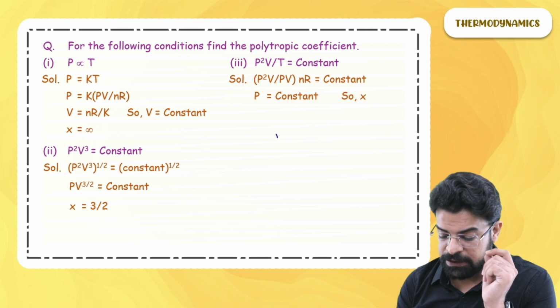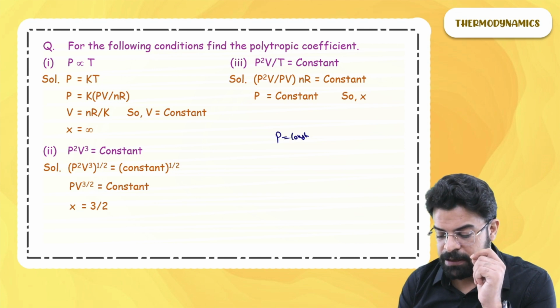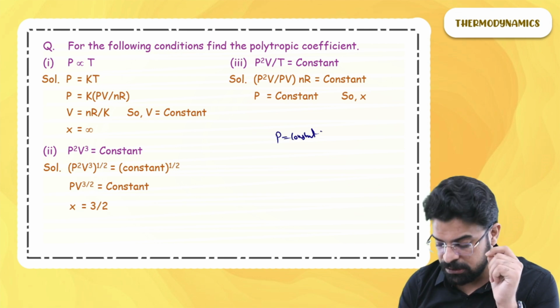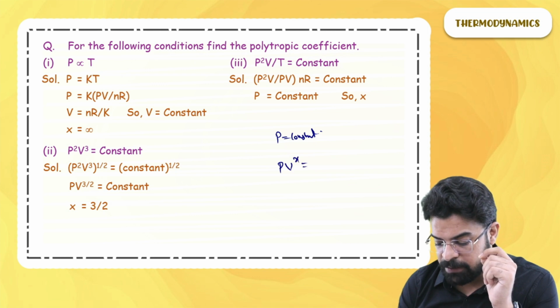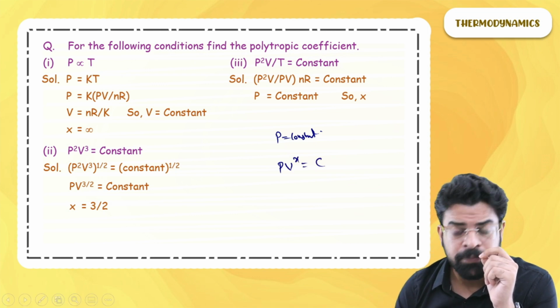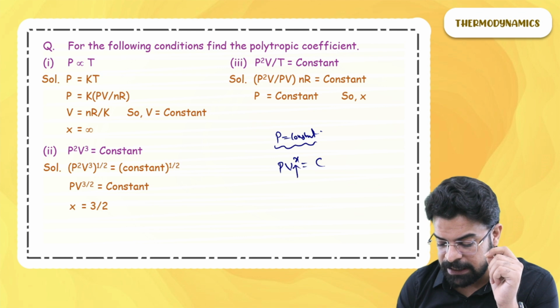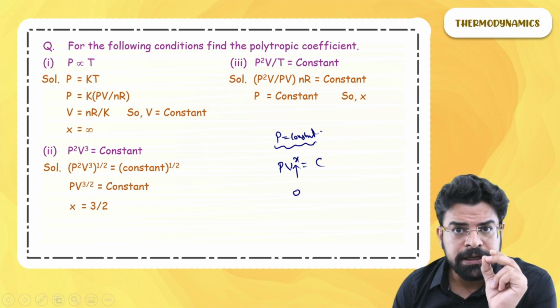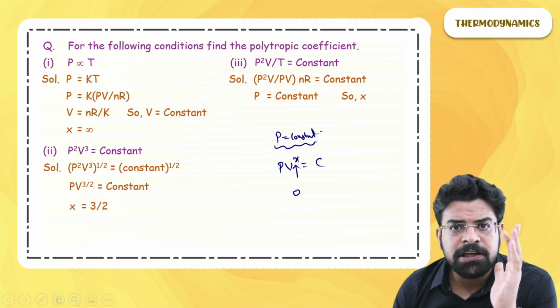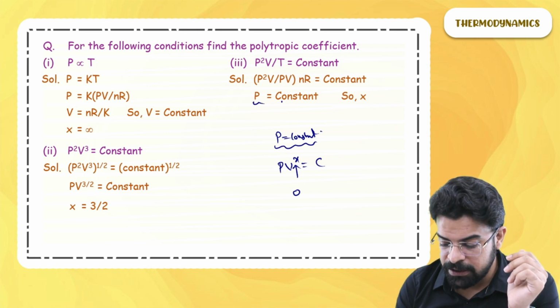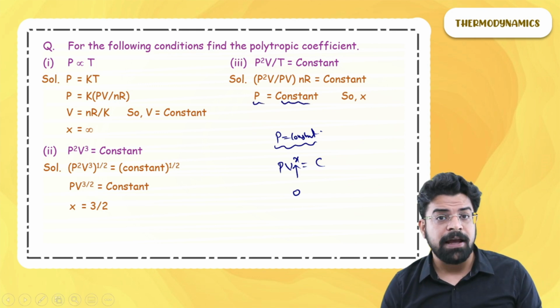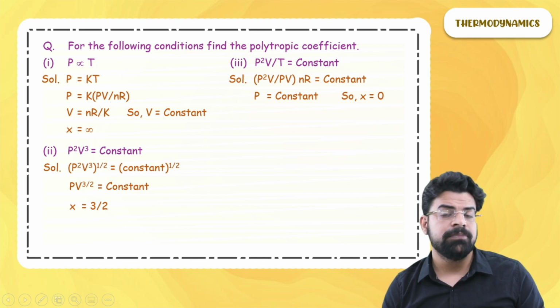If I tell you that P is constant, tell me what is the polytropic coefficient. So sir, the polytropic equation is given by PV raised to the power of x equals constant. For P equals constant, x has to be 0. Then only the polytropic equation PV raised to the power of x equals constant gives you P equals constant. Hence, the value of x in this condition has to be 0.